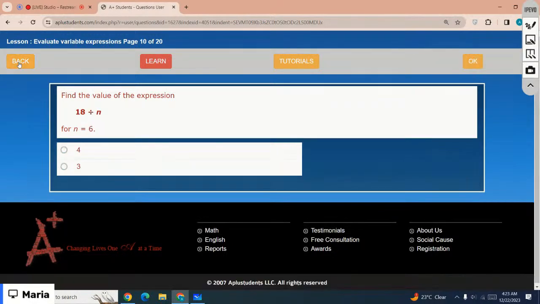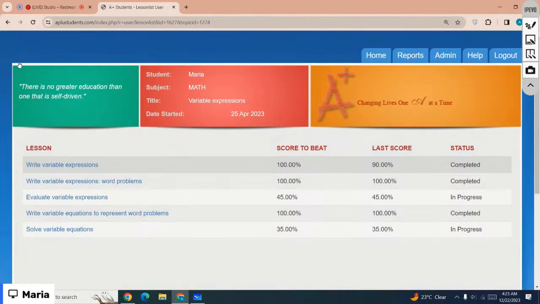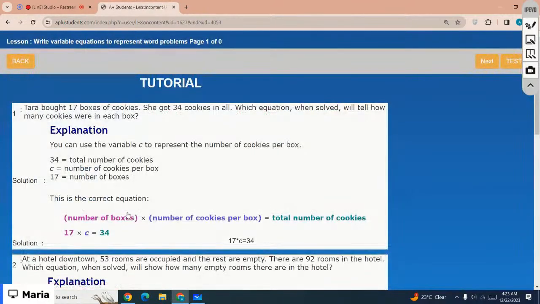The next lesson is, yes, you have to multiply them. The next one is write variable expressions to represent word problems. You're given the word problems, right? You need to read the word problems and write the mathematical expression. Just look at the first example. Tara bought 17 boxes of cookies. She got 34 cookies in all. Which equation, when solved, will tell how many cookies were in each box?